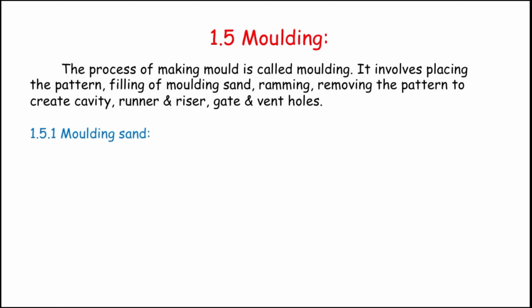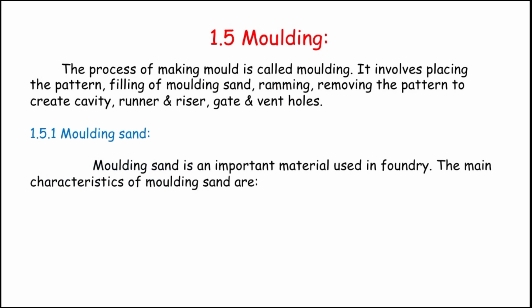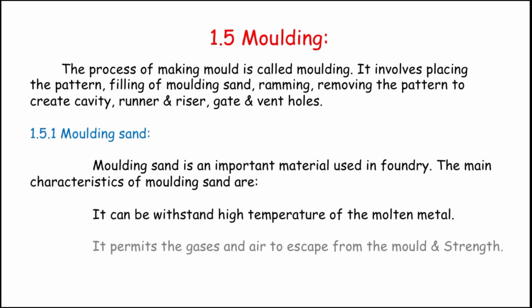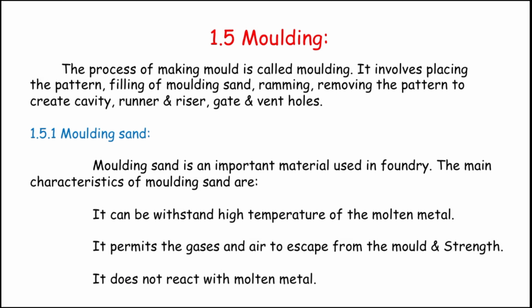So molding sand is the important thing used in foundry. The main characteristics of molding sands are: it will withstand the high temperature of the molten metal, it permits the gas and air to escape from the molding, and it gives perfect strength to the molding. It does not react with the molten metal. So these are the main properties of molding sand.